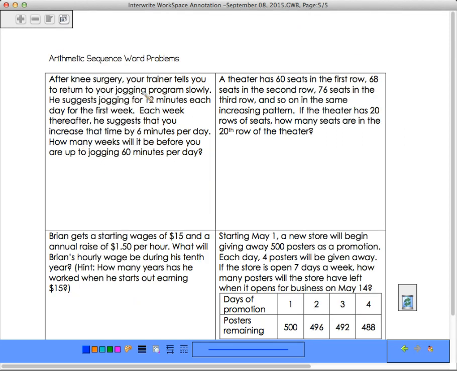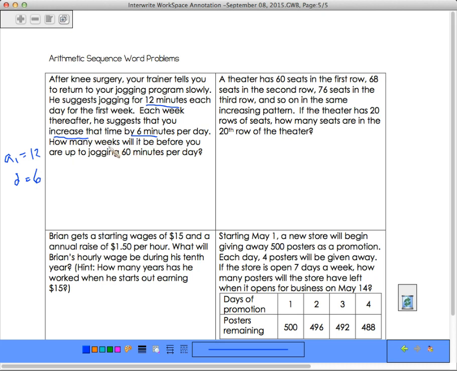So after a knee surgery, a trainer tells you to return to your jogging program slowly. He suggests jogging 12 minutes each day for the first week. So what that tells me is I'm starting out at 12. A sub 1 equals 12. Each week thereafter, he suggests that you increase, this is how much it's changing by, 6 minutes per day. So D is 6. How many weeks will it be?